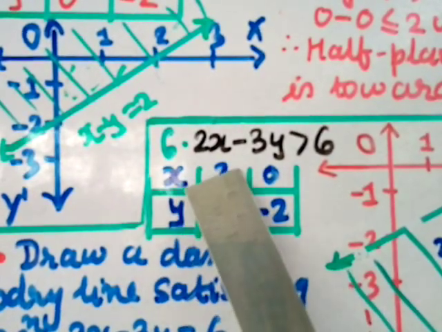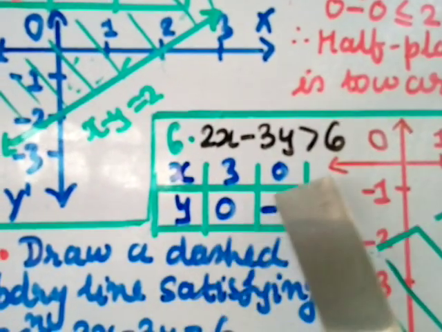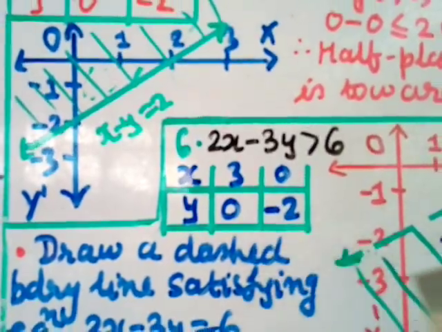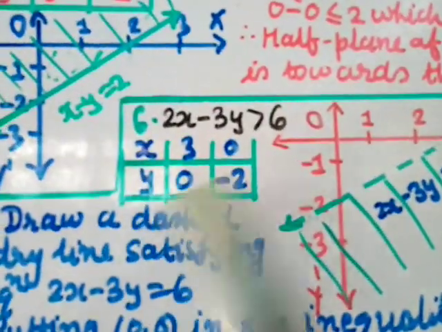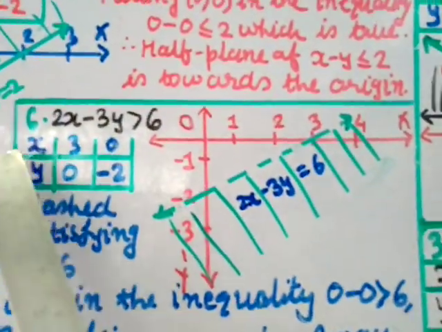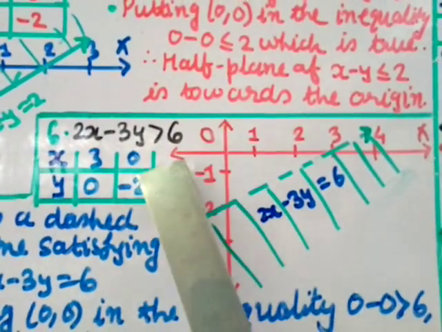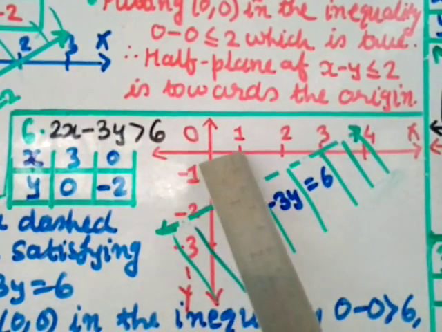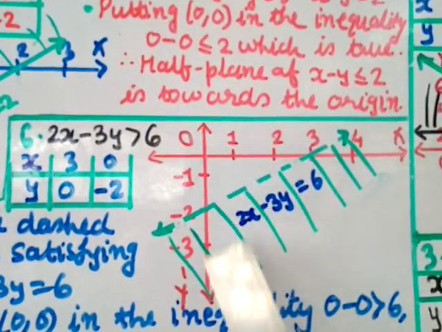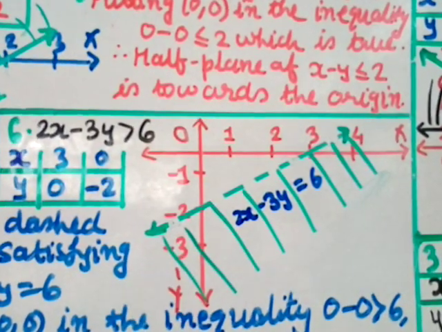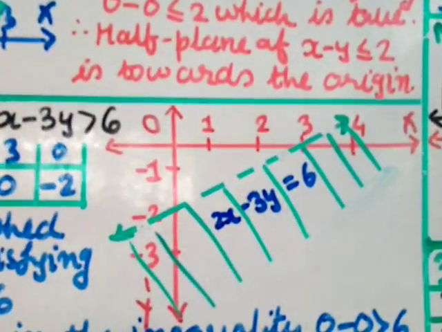So when x value is 3, y value is 0. This is one point, the other point is 0, minus 2. I have drawn the graph here. This also is in the fourth quadrant, where x is positive and y is negative. So this is the x axis, origin, 1, 2, 3 up to 4, and this is the negative y axis. So minus 1, minus 2, minus 3, and so on. Y dash I have written here.